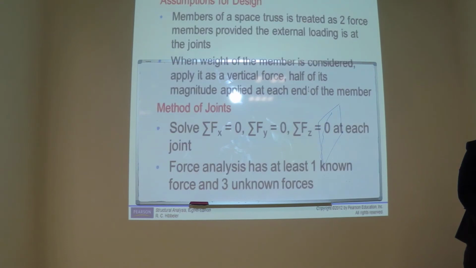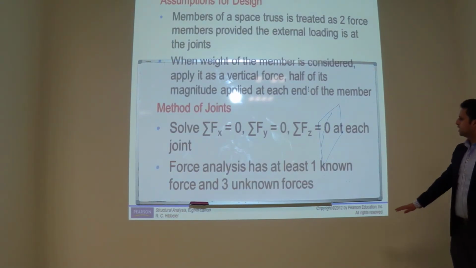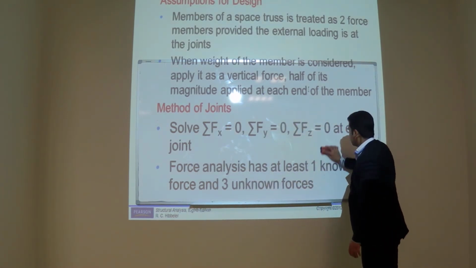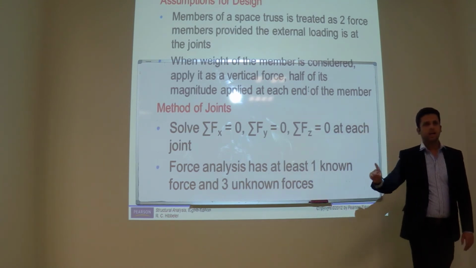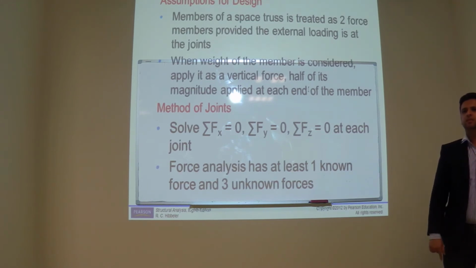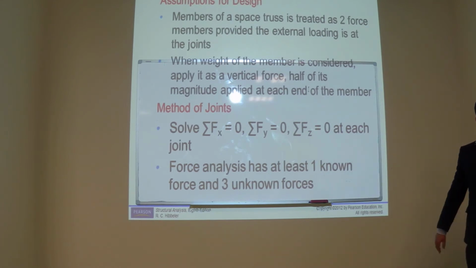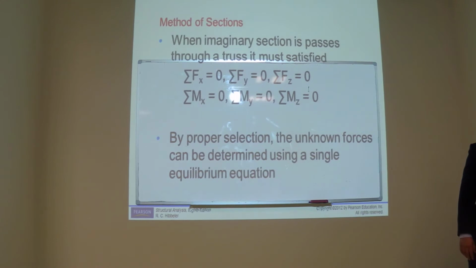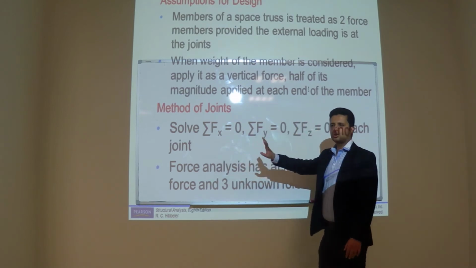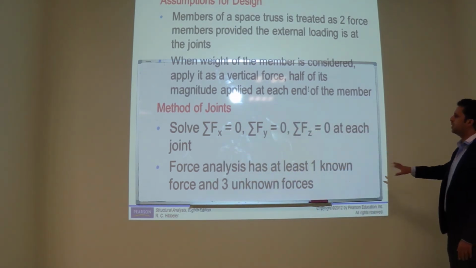For the method of joints, again, this is a rule: at least you should have one known force and a maximum of 3 unknown forces. At each joint, if the number of unknowns is greater than 3, you cannot solve it. That is for 2-dimensional trusses. But for 3-dimensional trusses, you should have a maximum of 3 unknowns. Again, 3 equations and 3 unknowns. You apply sigma fx, sigma fy, and sigma fz at each joint, and you solve it.